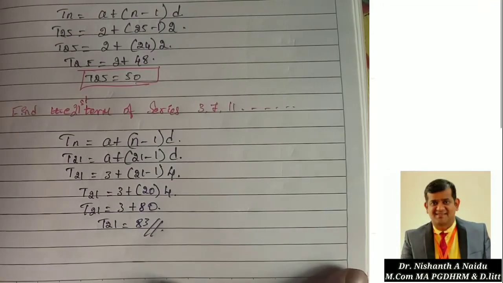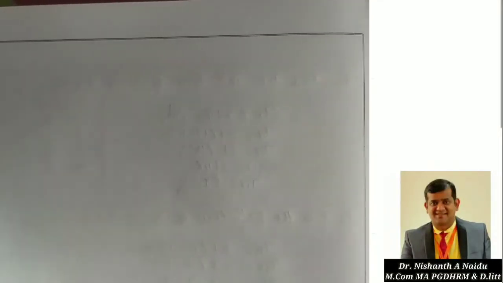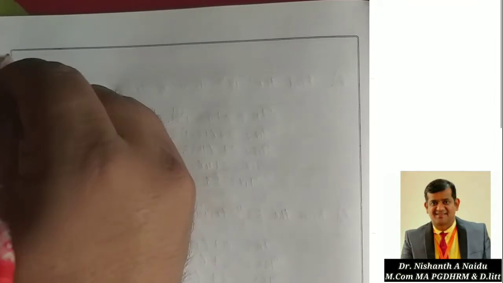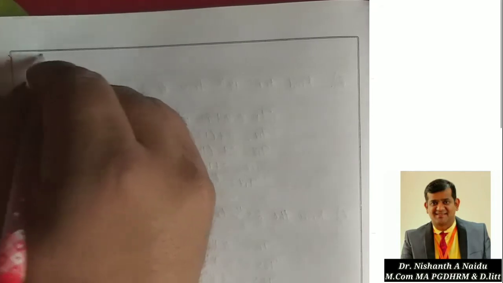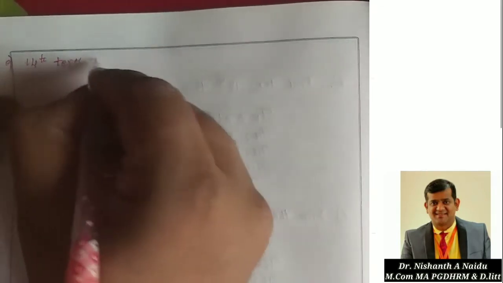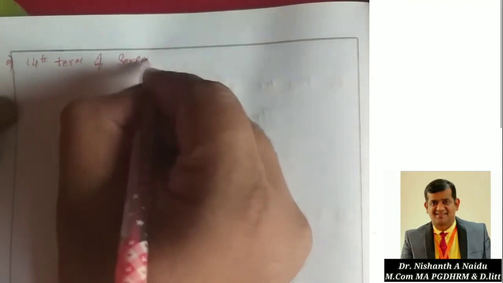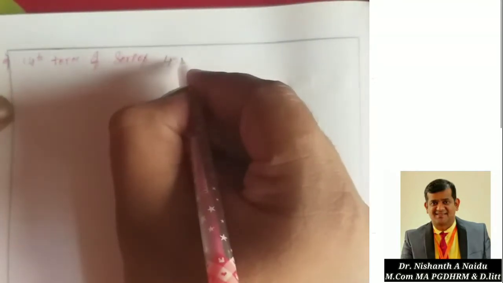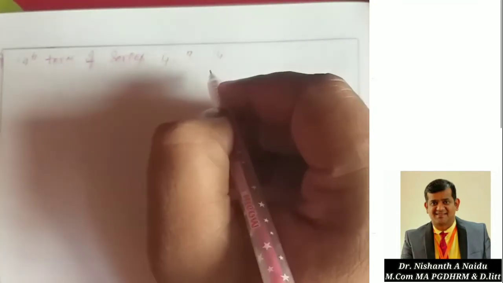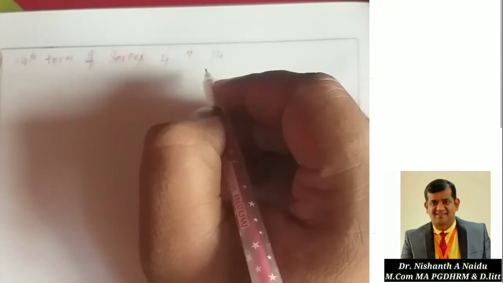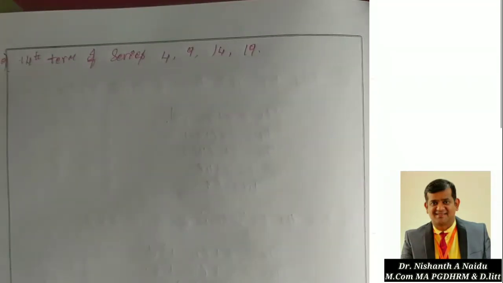Okay. So next we'll move further. Next problem number is 9. You have to practice, otherwise you don't understand. Okay, 9th problem. 14th term of the series 4, 9, 11, 18, 19. So we have to find the term.